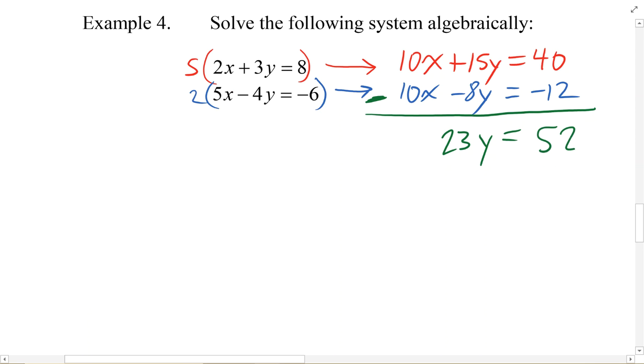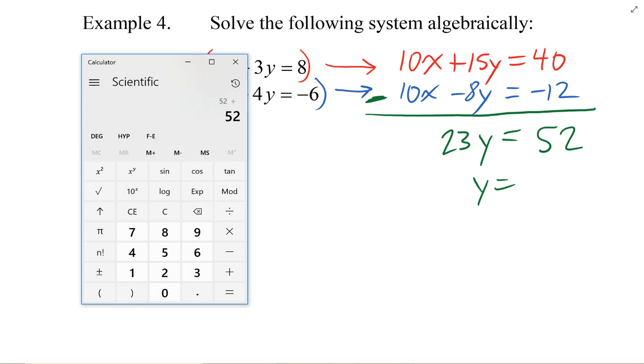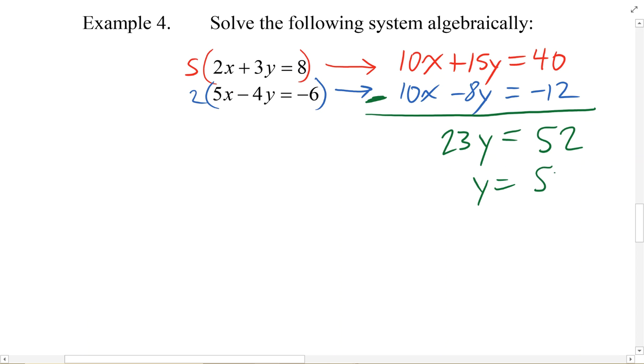Now this looks like a pretty nasty answer. But I'm going to double check. 52 divided by 23. Ooh, that's nasty. So I'm going to leave it as a fraction. 52 over 23. Okay. 23 is prime, so it's in lowest terms. Okay. How am I going to find my x value?